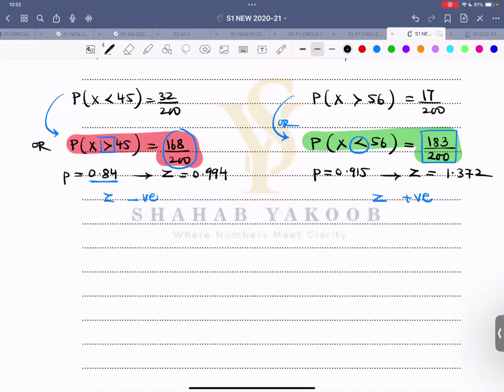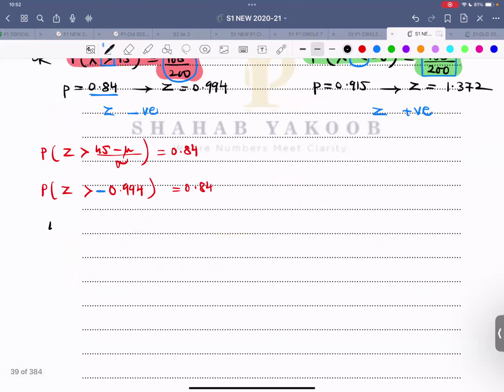So now over here, I'll write probability Z greater than 45 minus mu divided by sigma is 0.84. Probability Z greater than some value is 0.84. What is that value? 0.994, and give it a negative sign. So therefore, 45 minus mu divided by sigma is negative 0.994. 45 minus mu over negative 0.994 is sigma. That is equation number 1.